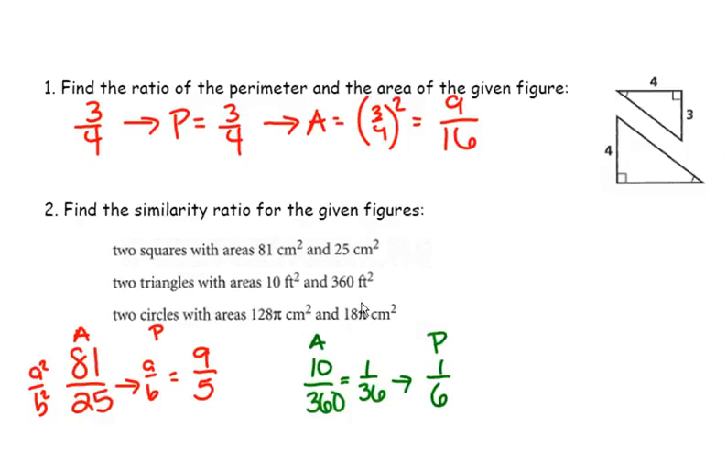All right, and for my two circles, my area ratio is 128 pi and 18 pi. Well, my pi's cancel, so I don't have to worry about them. These are not perfect squares. However, if I reduce this, they're both divisible by 2, then I get 64 over 9, and those are perfect squares. So then it's easy to take the square root of them to find the ratio of my perimeters, or my similarity ratio, which would be 8 to 3.